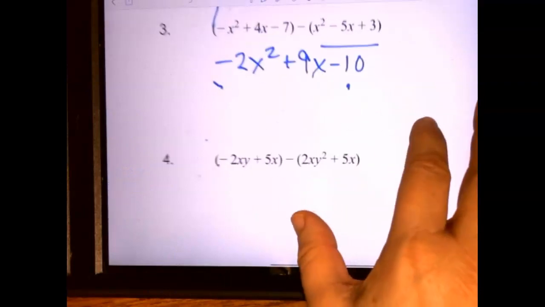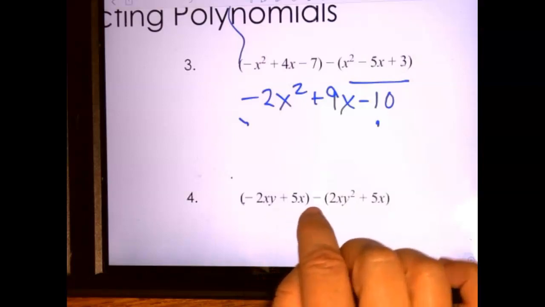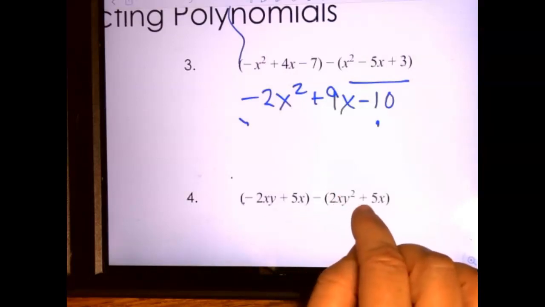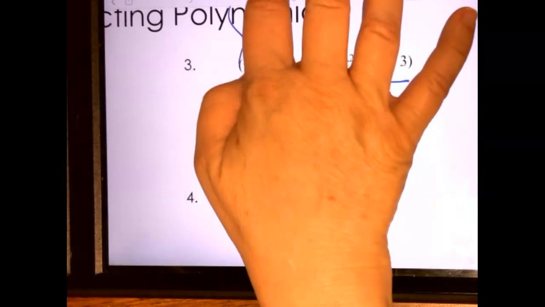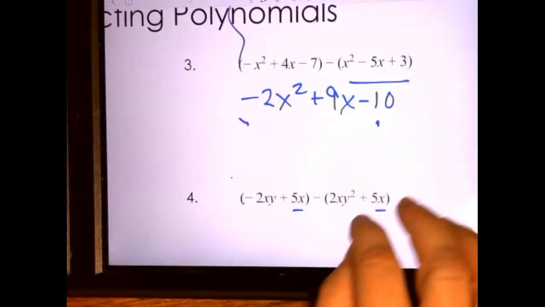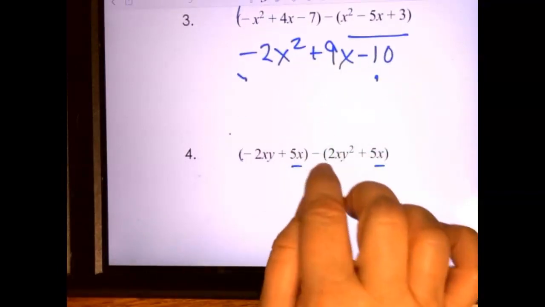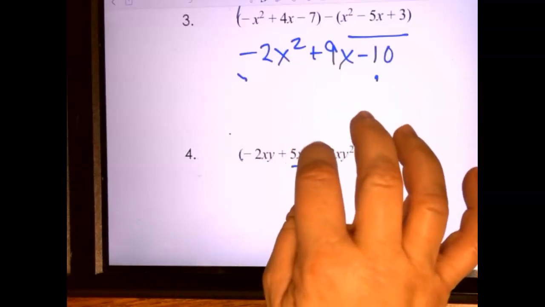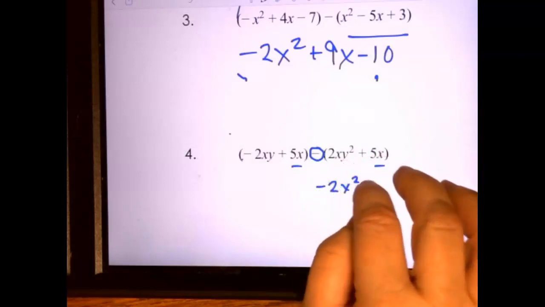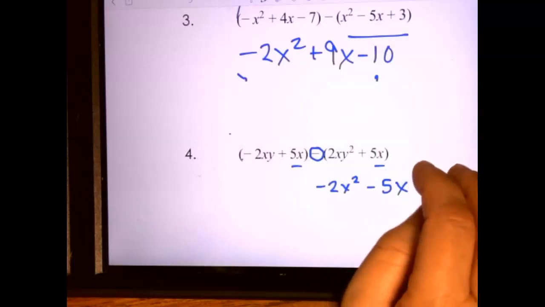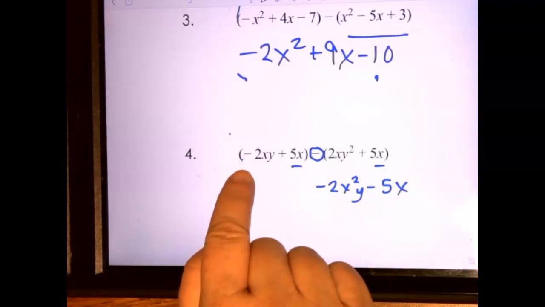Okay, let's go to this one. Negative 2x plus 5x minus 2xy squared plus 5x. What do we have that's the same? We have 5x and 5x, they both have an x. But these, xy squared, they're not the same. Okay, what we need to do is take that negative and break our barrier, so we have to do negative 2xy minus 5x. xy, I missed the y.